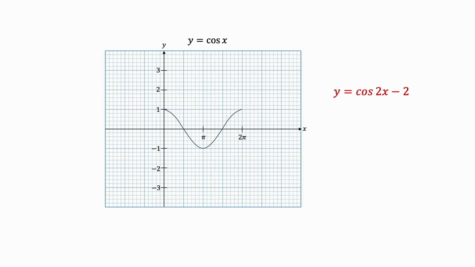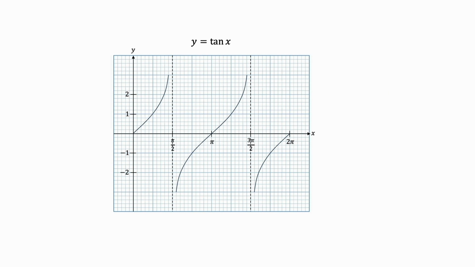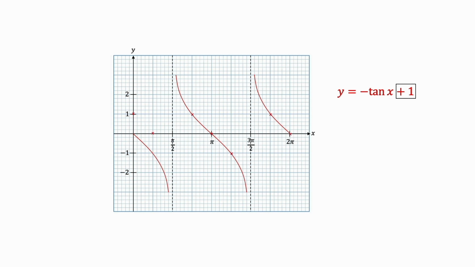Sketch the graph of y equals cos 2x minus 2. Sketch the graph of cos 2x. Minus 2 means that the graph moves 2 units downwards. Sketch the graph of y equals minus tangent x plus 1. Sketch the graph of minus tangent x. The graph flips upside down. Plus 1 means that the graph moves 1 unit upward.